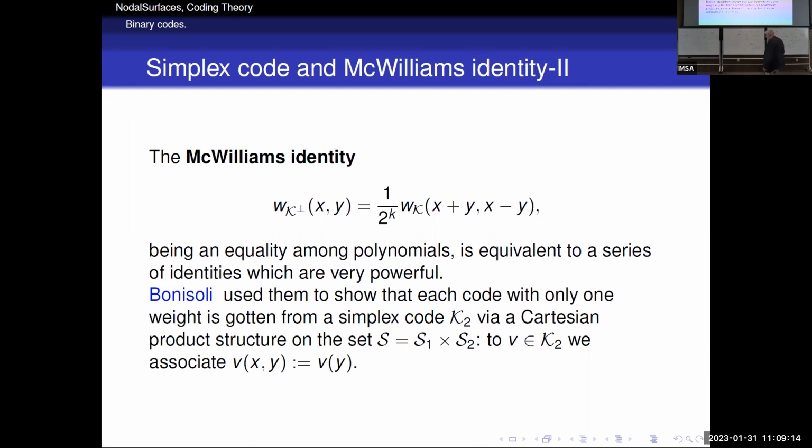So, due to the MacWilliams identity, the codes with only one weight are understood. And there are a lot of results about codes with 2 weights, 3 weights. Unfortunately, in our case, I had to work, because I wanted to prove theorems, with codes with up to 5 weights, which is a little bit outside of the technology.